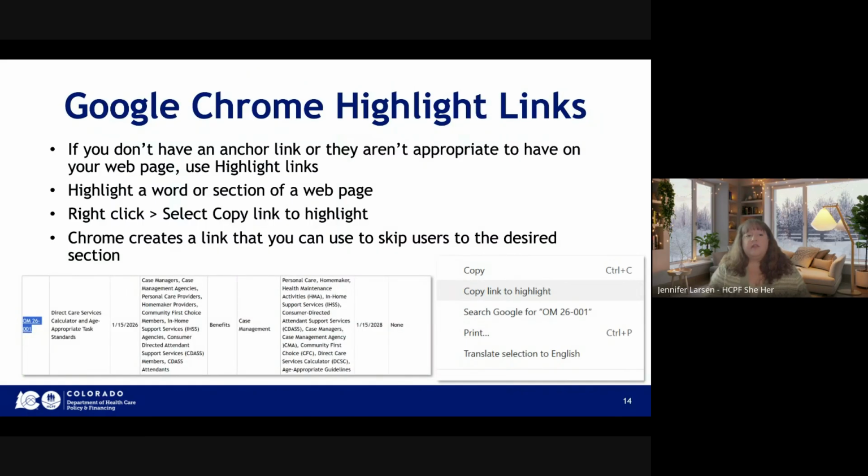And then there is kind of a new way in Google Chrome that you can create highlight links. If you don't have anchors on your page, or if it's cumbersome to put too many anchors on a page, you can use highlight links. You go to a web page and highlight a word or a section of that page, right click on it and select copy link to highlight. I have a screenshot of it here where the menu pops up and it says copy link to highlight. If you click on that, it's going to save a link that takes you to that page, but also zooms you down to that highlighted text.